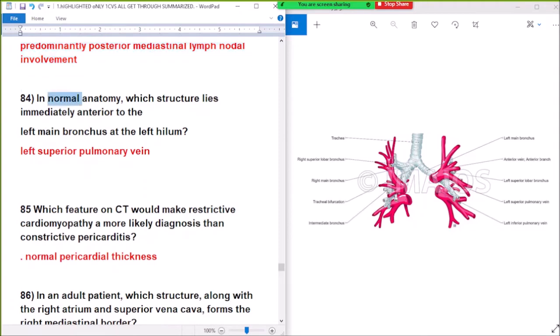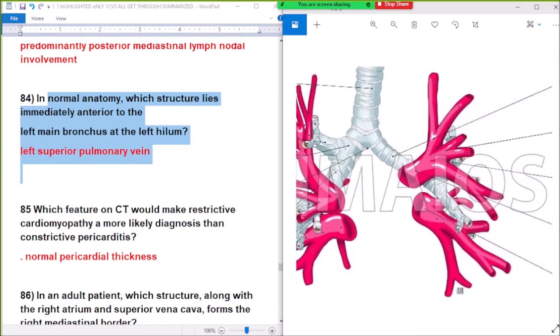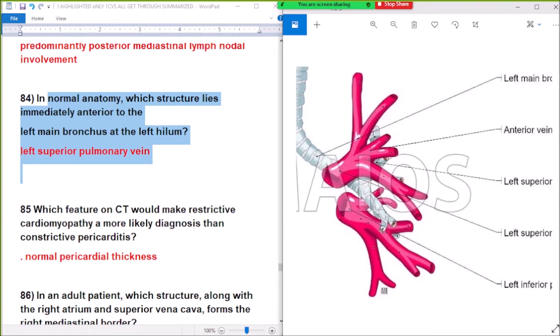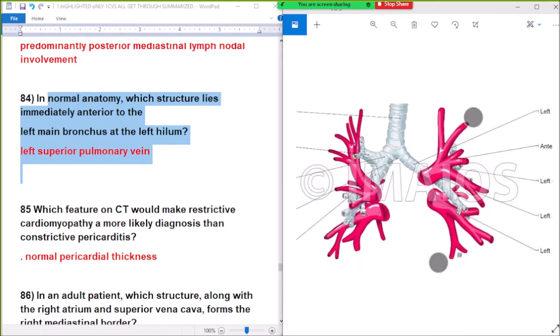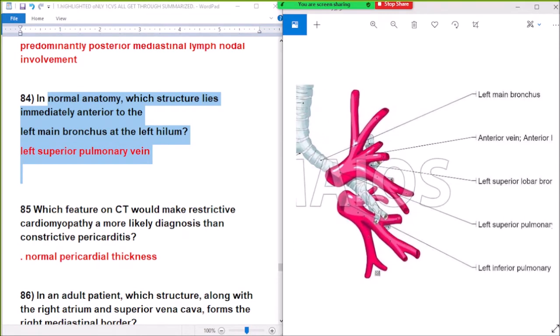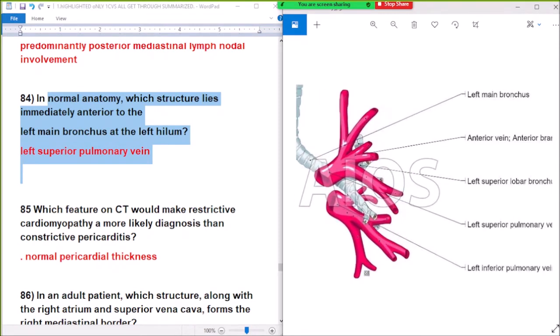Question 84. In normal anatomy, which structure lies immediately anterior to the left main bronchus at the left hilum? Left superior pulmonary vein. This is correct. In normal anatomy, the structure that lies anterior to the left main bronchus at the left hilum is the left superior pulmonary vein.